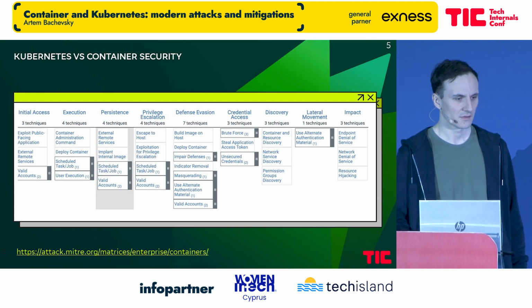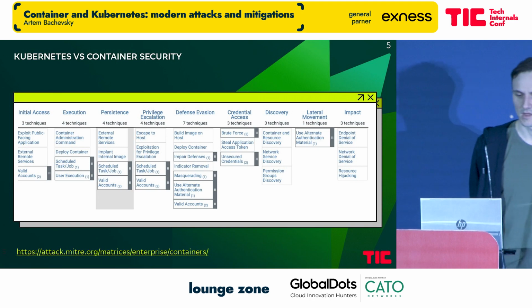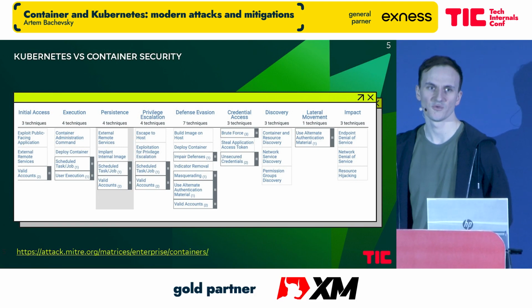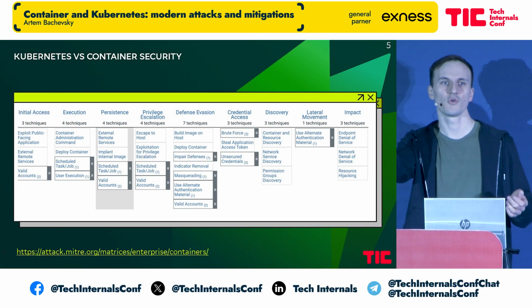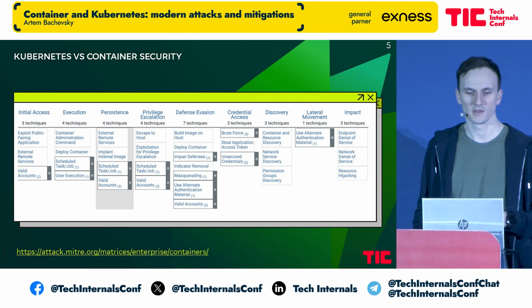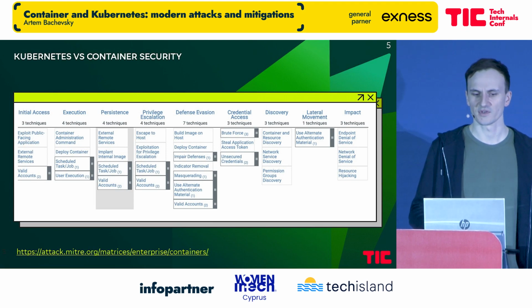What you should understand about this matrix is that it is not required for an adversary to go through each of these. He could go back and forward, start, for example, from credential access, and then do some execution, or start with discovery at all.